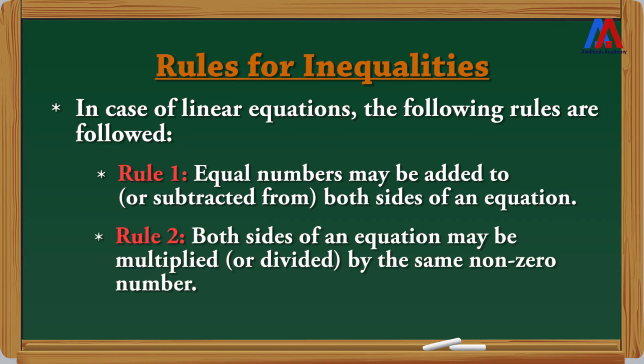Rule 2 is that both sides of an equation may be multiplied or divided by the same non-zero number. So this is also possible. For example, if x is equal to 5, then if you multiply both sides by 5 or divide by 5, it's not going to make a difference. So this rule is applicable for equalities.